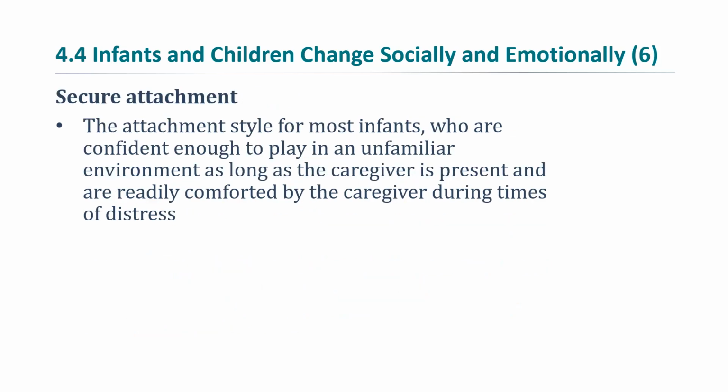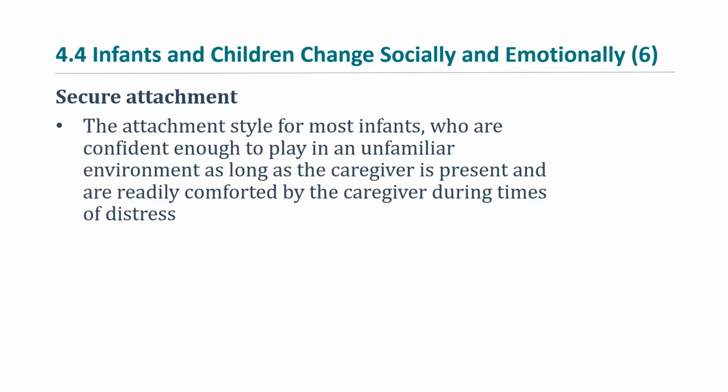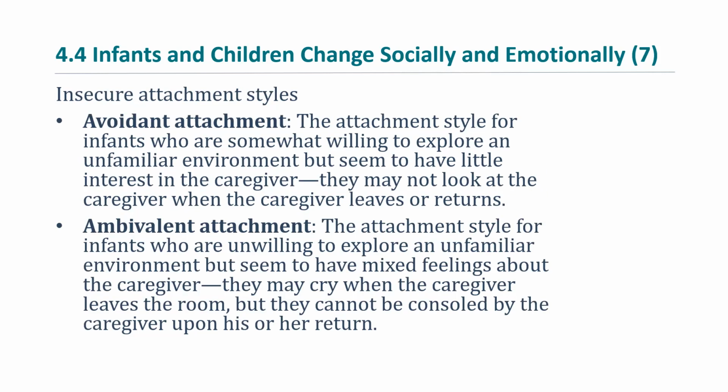And we can see that in this picture here. This baby's not clinging to the caregiver in this third picture, like in the first picture there. Okay, I think that's about it. And these are once again the two unhealthy, insecure attachment styles, and that will conclude learning objective 2.